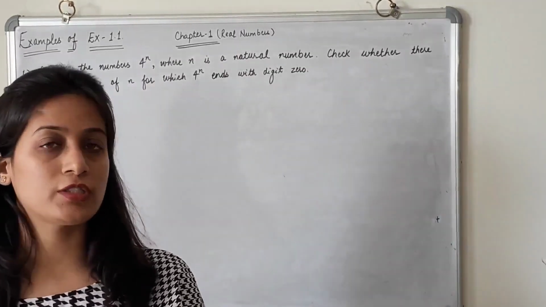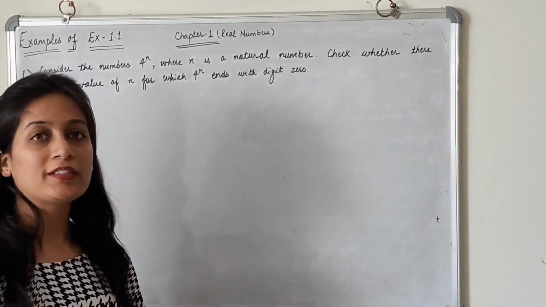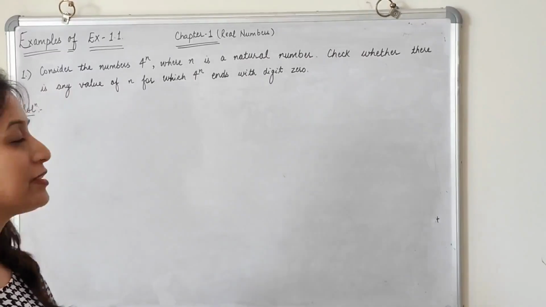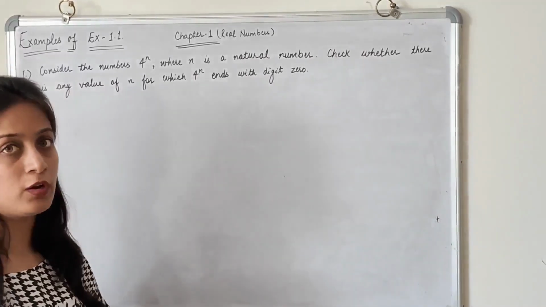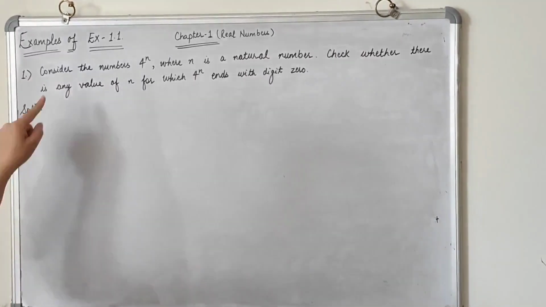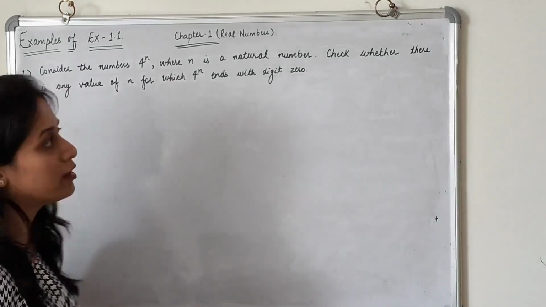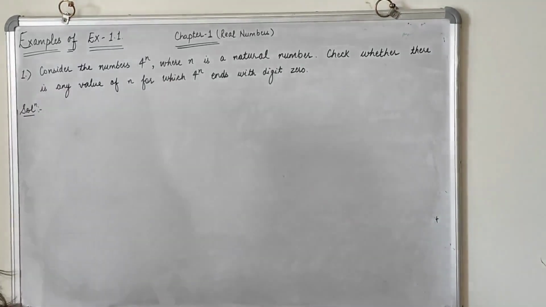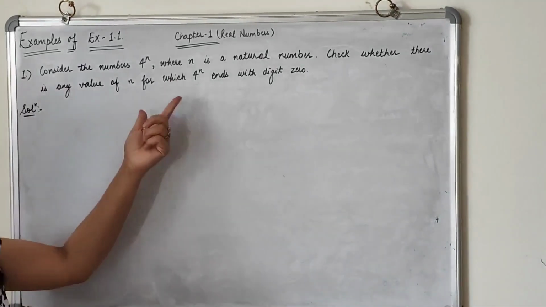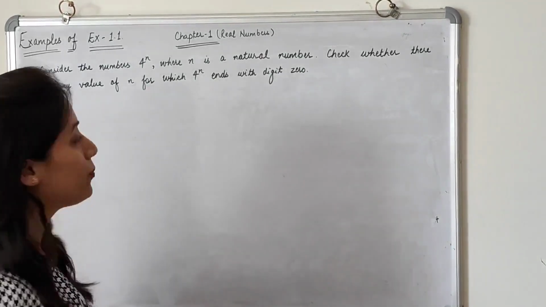So today we are going to start with chapter 1 exercise 1.1 along with its example. So here is the first example of exercise 1.1. Consider the numbers 4 raised to power n where n is a natural number. Check whether there is any value of n for which 4 raised to power n ends with digit 0.